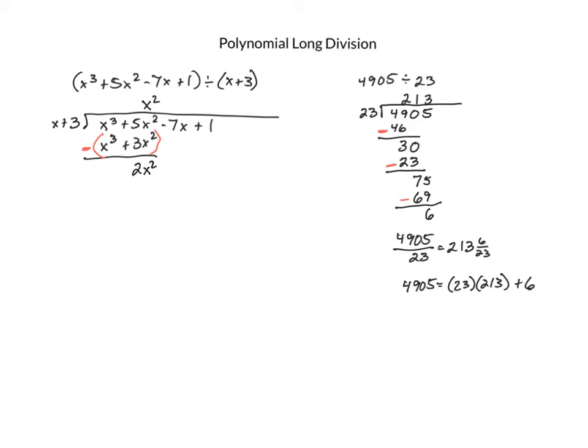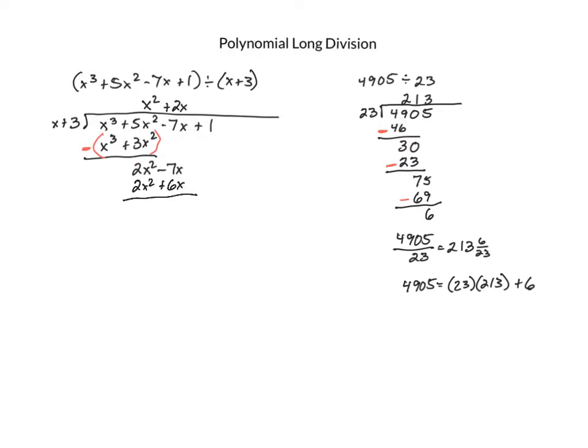We're going to bring down the minus 7x and repeat the process. What do we need to multiply by x to get 2x squared? And that's a 2x. So let's put a plus 2x right here. Now we multiply. 2x is going to be multiplied by x plus 3. So we get 2x squared plus 6x.